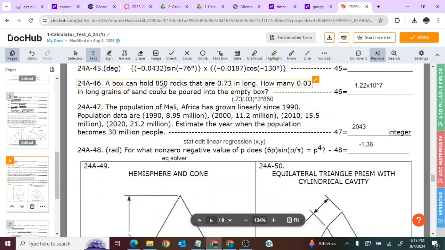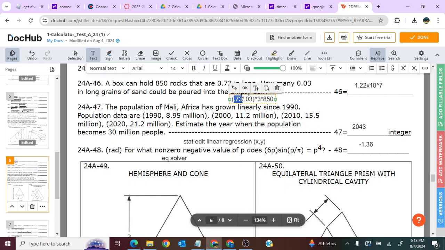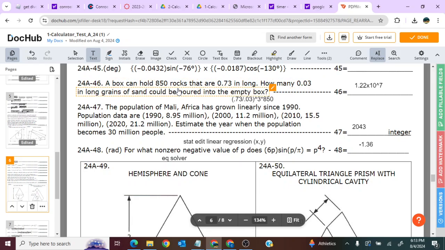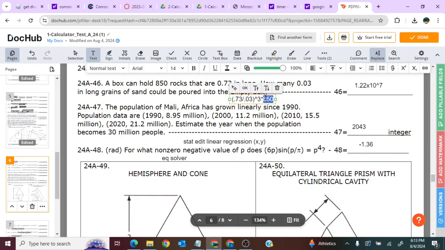Okay, a box can hold 850 rocks that are 0.73 inches long. How many 0.03 inch long grains of sand could be poured into an empty box? Well, each grain of sand is about 24 times smaller in each dimension. Since this is based on volume, you have to cube that difference. So you can fit 0.73 divided by 0.03, to the power of 3, times as many grains of sand as rocks. And then you multiply by the 850 rocks you could originally store, and you get 1.22 times 10 to the 7 grains of sand.